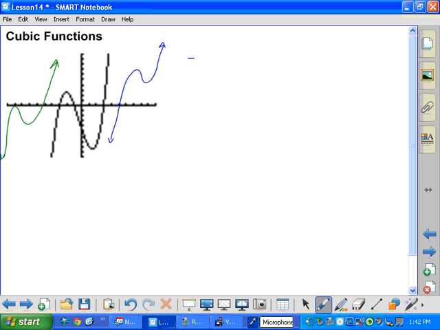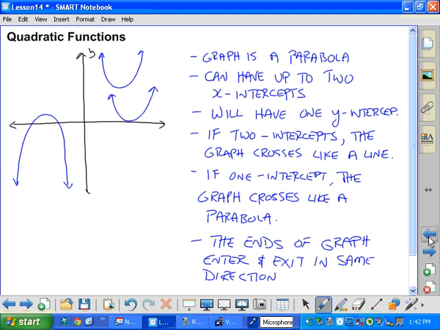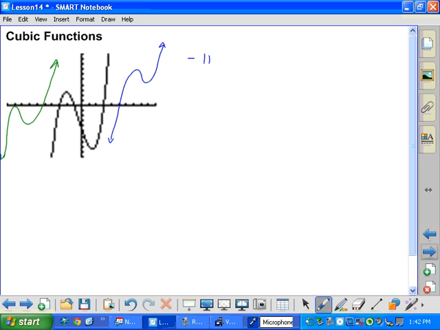So a couple of properties here then. And again, we'll try to match it up. Okay, I'm not going to worry about the first point anymore. Graph is a cubic. It must have between 1 and 3 x-intercepts. Okay, you can't have no x-intercepts.